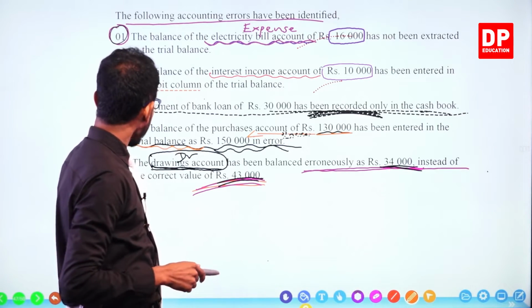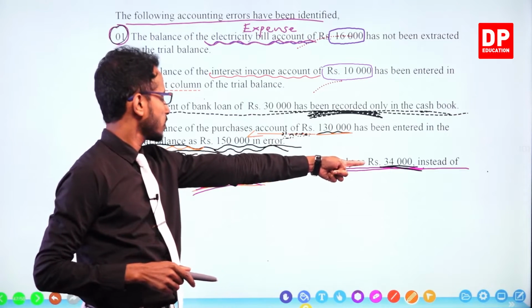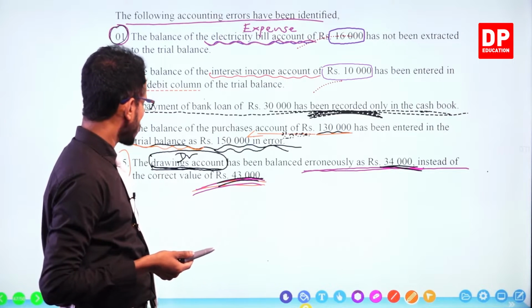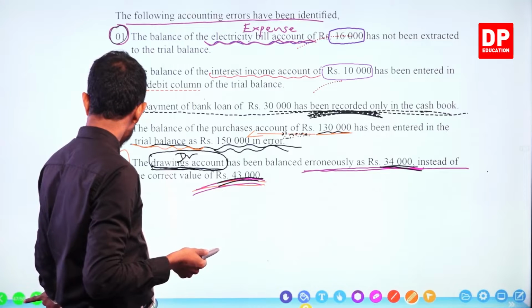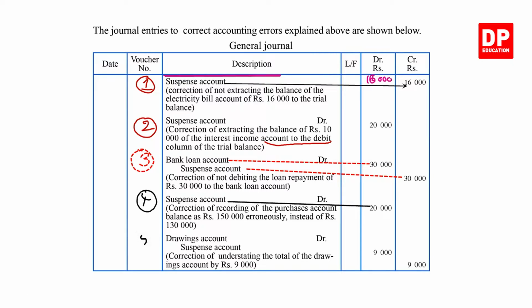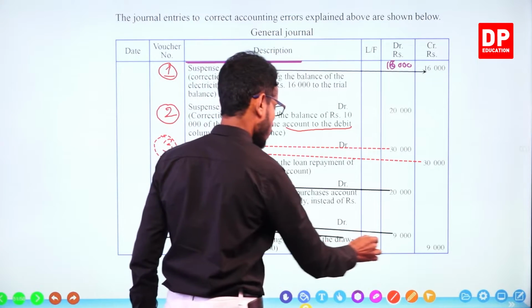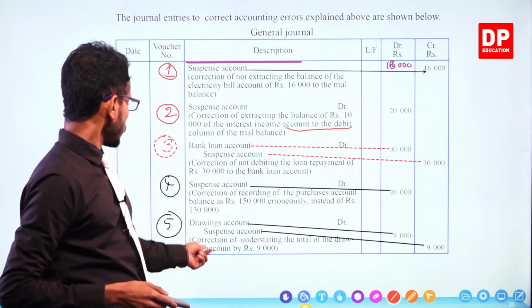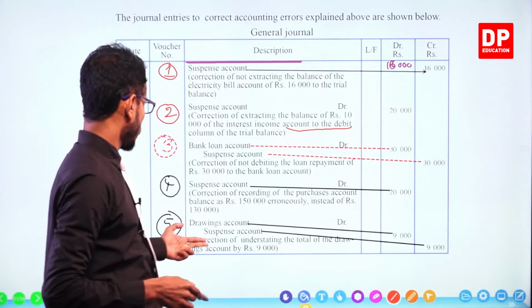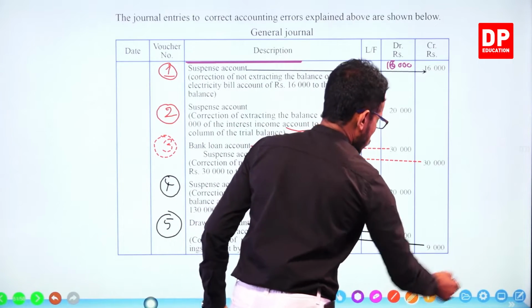Yeah, 9,000 short. Drawings account is 9,000 short. So you debit 9,000 to the drawings account, credit 9,000 to the suspense account. Fifth error. Debit 9,000 to the drawings account, credit 9,000 to the suspense account. Correction of understating the total of drawings account.